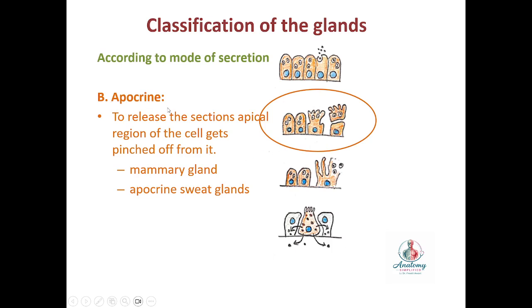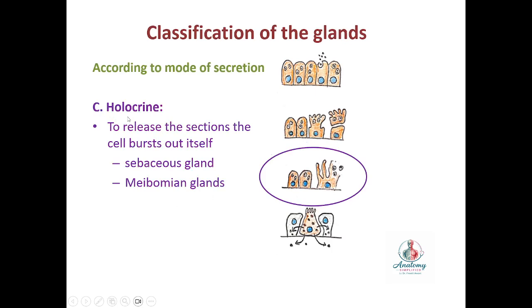Second mode is apocrine. To release the secretions, the apical region of the cell gets pinched off from it. In this last picture, you can see the apical segment of the cell is completely being pinched off. This is seen in the mammary gland, where the lipid is secreted in this way, and also in the apocrine sweat glands.